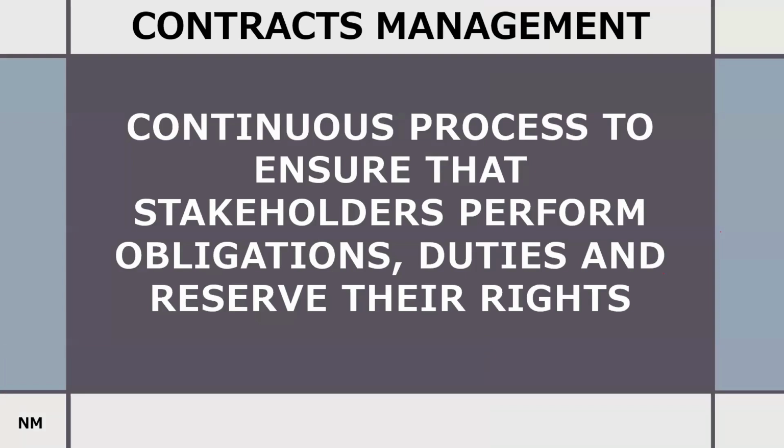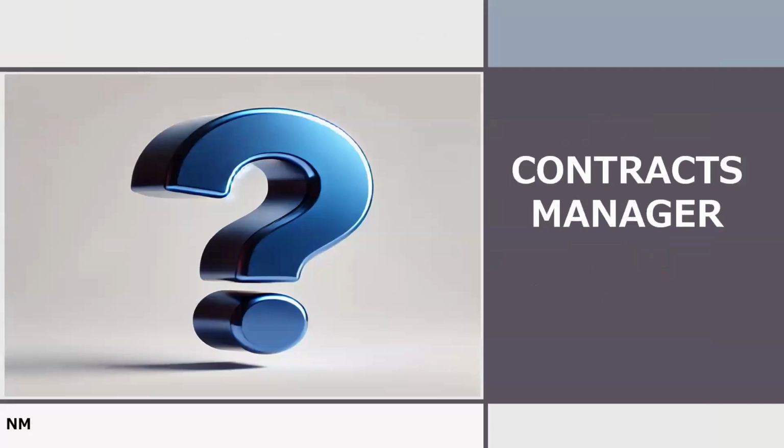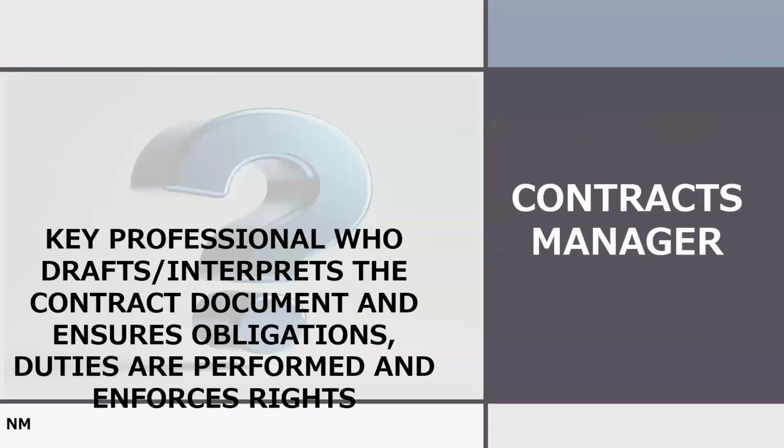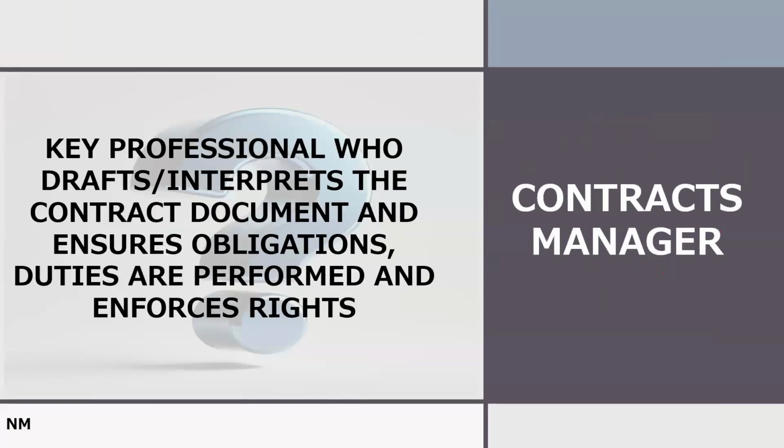So let's see what a contract manager is. A contract manager is a key professional who drafts and interprets, right? Those two terms are very important. This is the person who drafts or interprets the contract document. Contract document means all the elements I showed you before, and ensures obligations and duties are performed by stakeholders, and at the same time their rights are in place, so they are getting what they deserve.